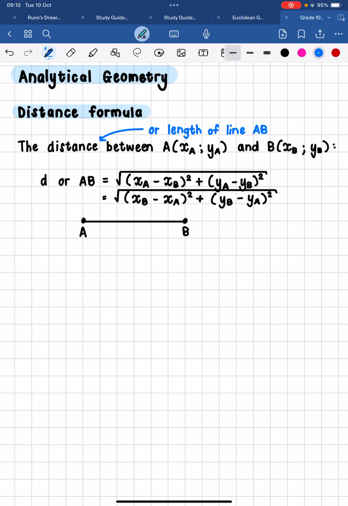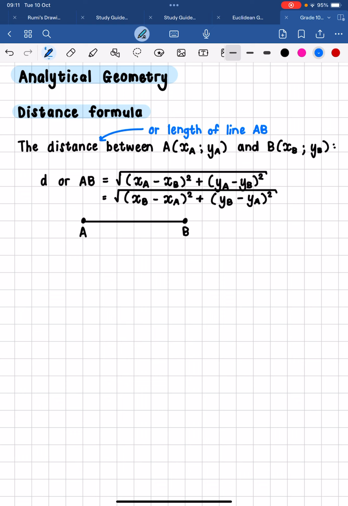So this formula is going to come in handy when they're asking us maybe for the perimeter of a shape. How do you find the perimeter of any shape? You just add all the sides together, right? So they can give you any shape and they can give you the coordinates of the points of that shape, ask you for the perimeter.